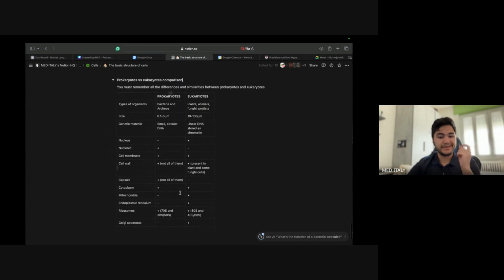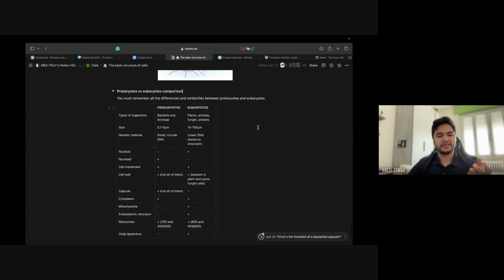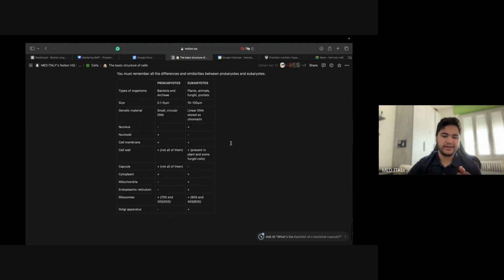You will notice some key things. For example, the DNA type. DNA types are different. In bacteria, it's small circular DNA. In eukaryotes, it's linear DNA, which is, let's say, a more improved one. You will see something very important about the cell wall. And even though there are cell walls in some eukaryotes, the structure is different. You will have to know this.